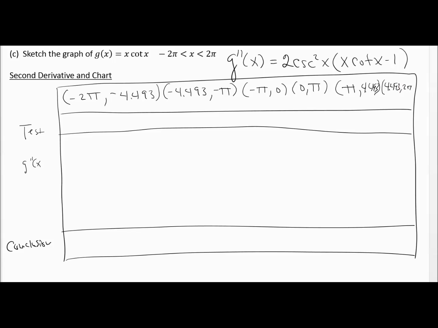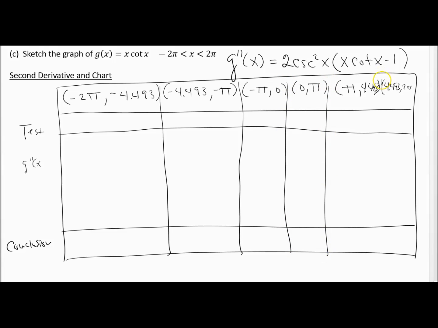So let's recap. We went from negative 2 pi to negative 4.493. Okay. Negative 4.493 to negative pi. Negative pi to 0, 0 to pi, pi to 4.493, and finally 4.493 all the way to 2 pi.